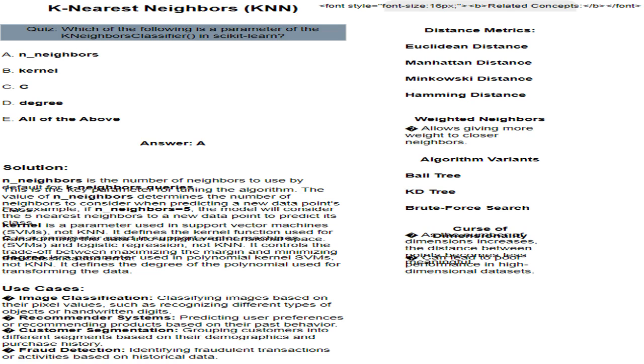Which of the following is a parameter of the k-neighbors classifier in scikit-learn? A. n_neighbors. B. kernel. C. C. D. degree. E. All of the above.